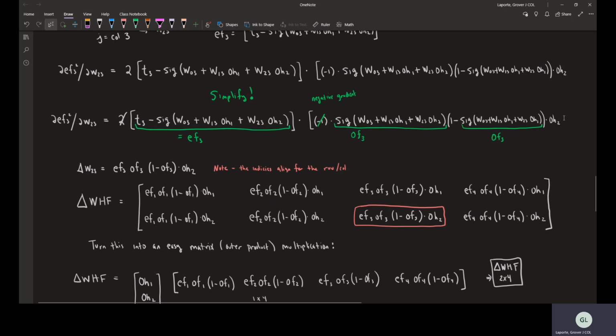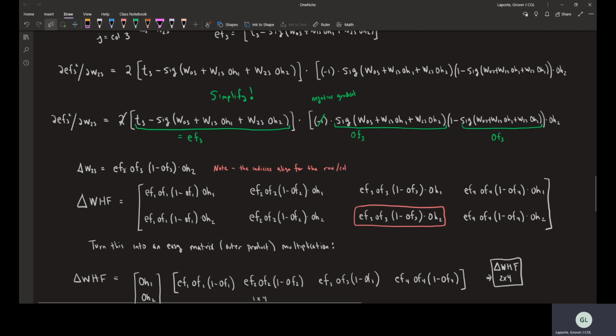And this guy is whatever it is, OH2. So now I'm going to take these simplifications and write those into a matrix. Well, first I'll just write it as delta W23, right? So it just becomes EF3, which is that piece, OF3, which is there, 1 minus OF3, which is that guy, and then OH2, which is there. Note that the indices align for the row and column.